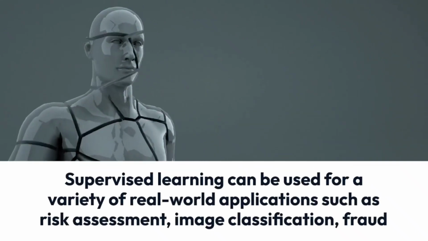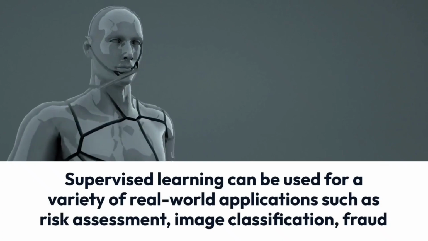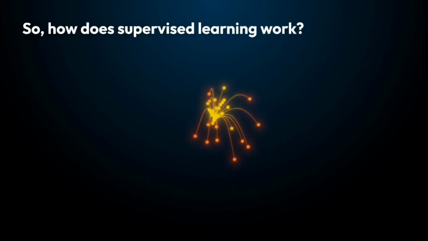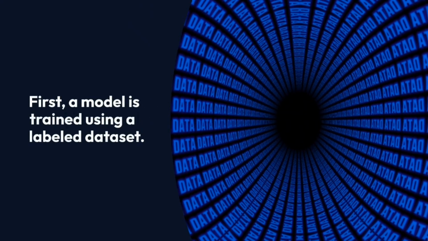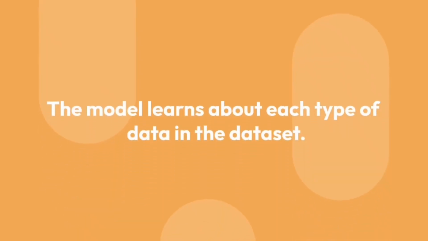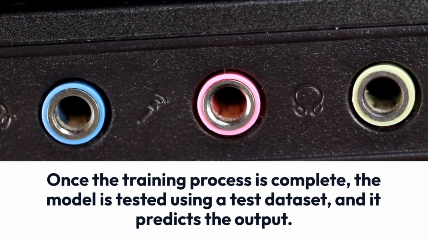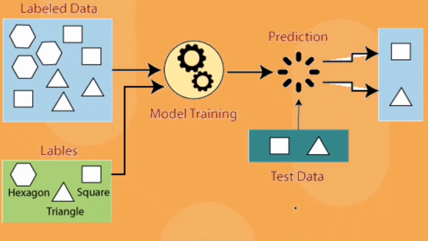Supervised learning can be used for a variety of real-world applications such as risk assessment, image classification, fraud detection, and spam filtering. So, how does supervised learning work? First, a model is trained using a labeled dataset. The model learns about each type of data in the dataset. Once the training process is complete, the model is tested using a test dataset, and it predicts the output.